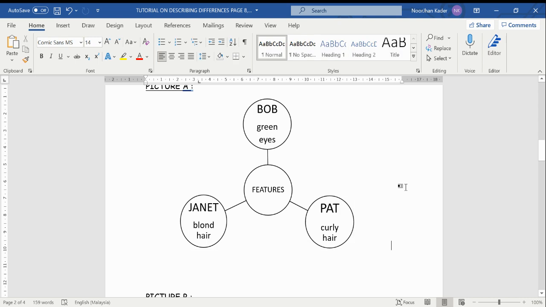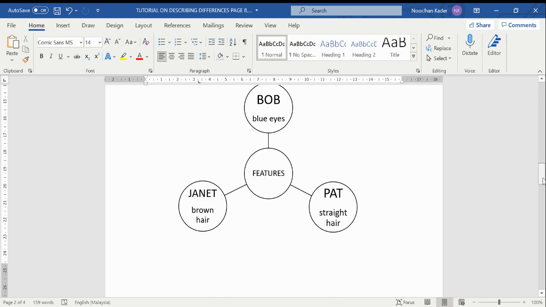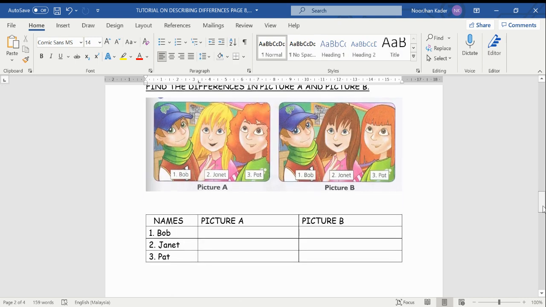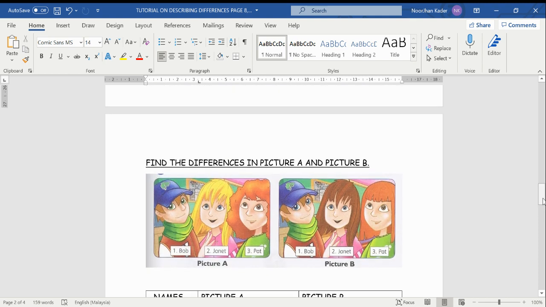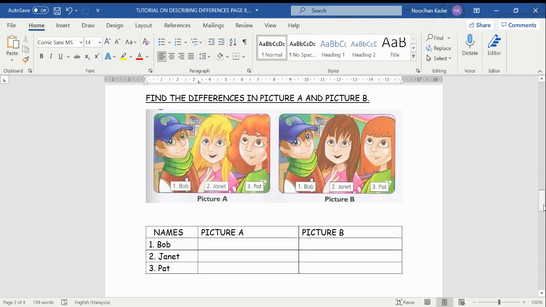Now let's go to the third part. Since you have already done that, now we are able to see clearly the differences between picture A and picture B. So these are the steps. You cannot have two pictures and right away write the sentences. You may make mistakes. That's why you have to do it step by step, so that you will avoid making mistakes.